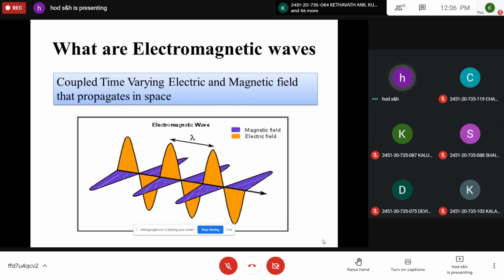So an electromagnetic wave is a coupled, time-varying electric and magnetic field that propagates in space. This is the basic definition of an electromagnetic wave. The orange one is the electric field, and the violet one is the magnetic field. Both electric and magnetic fields are coupled and they vary with time. Coupled electric and magnetic fields which vary with time and propagate in space are called an electromagnetic wave.